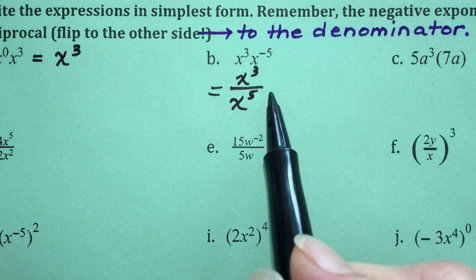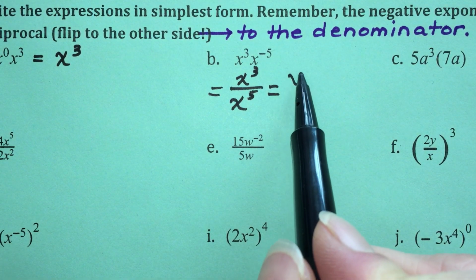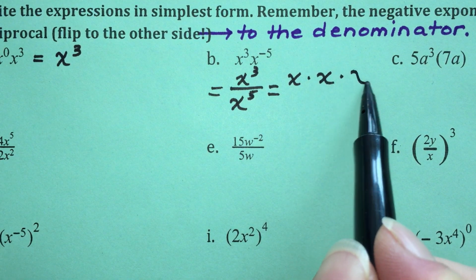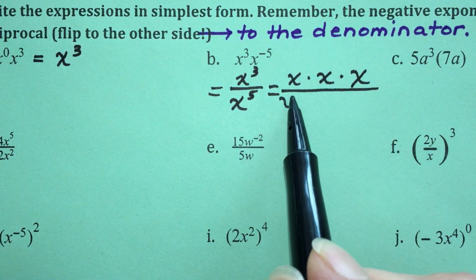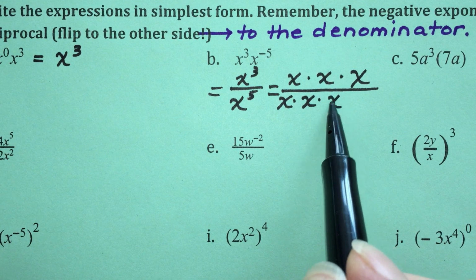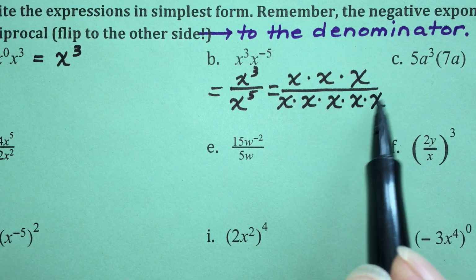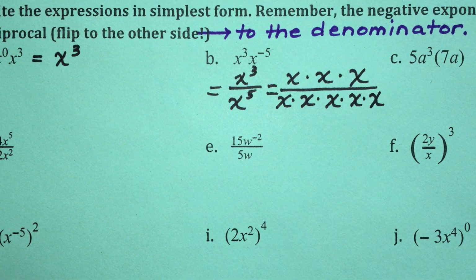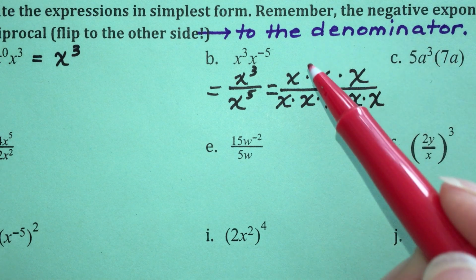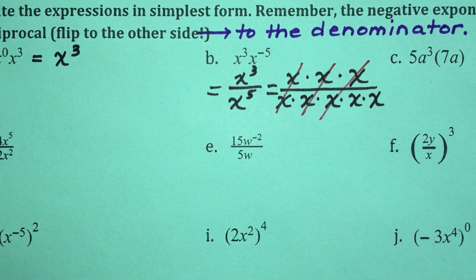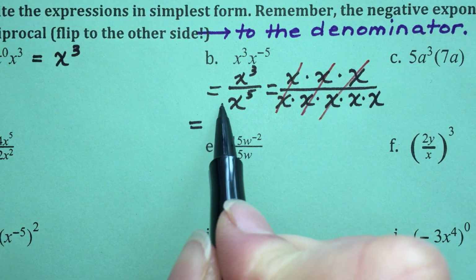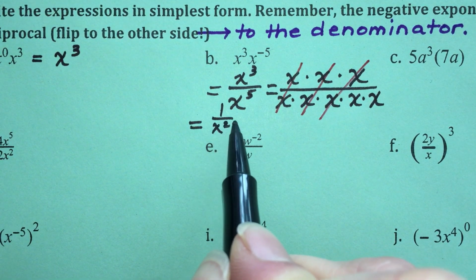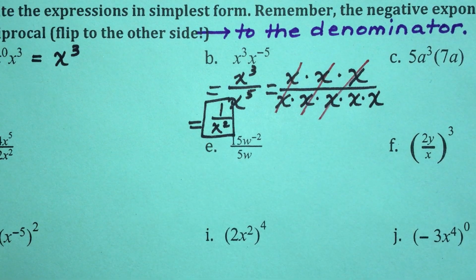Once we have that, we can expand out. These are the same bases. On top we have 3 x's being multiplied, and on the bottom we have 5. Right here we can see that we can cancel 3 of them. We're left with 1 over x squared. That's the answer.